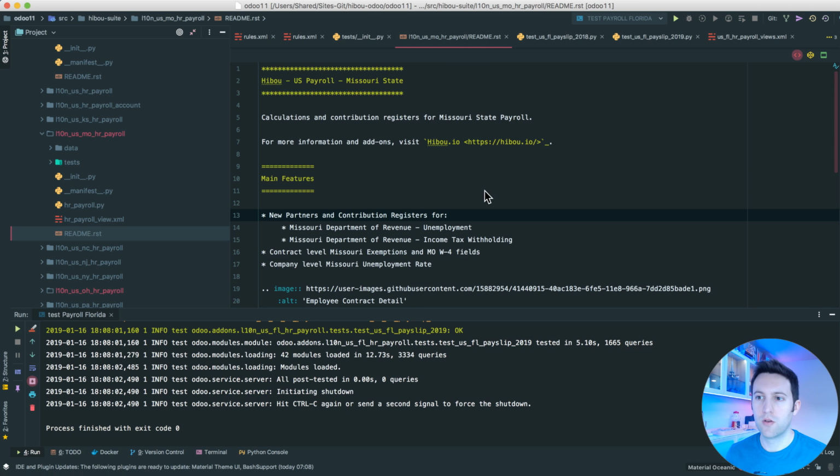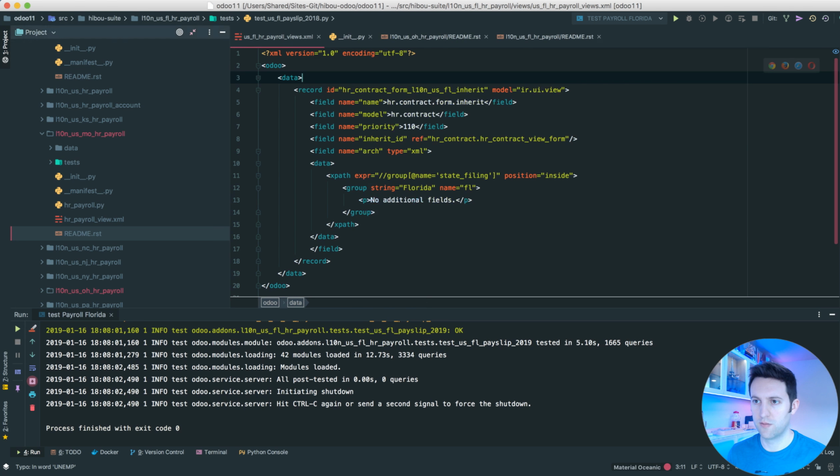So today we are moving on to Missouri. Missouri I have never been to, and I can say without a doubt was the most time-consuming payroll implementation that I have ever done. So hopefully the migration will go really easy.